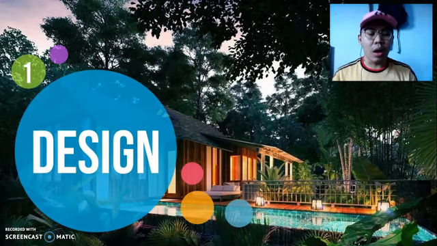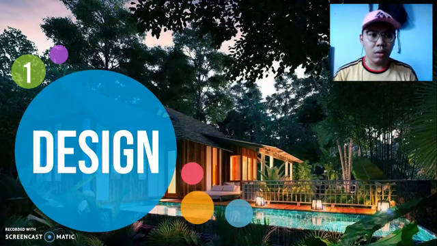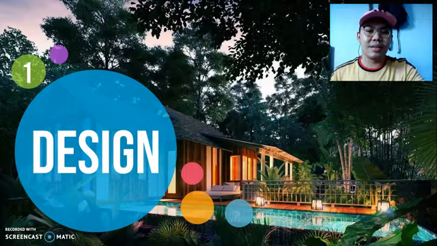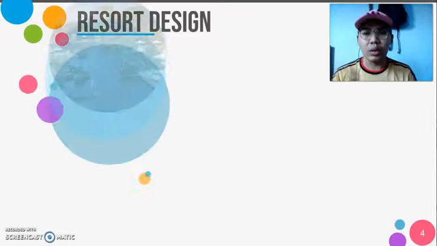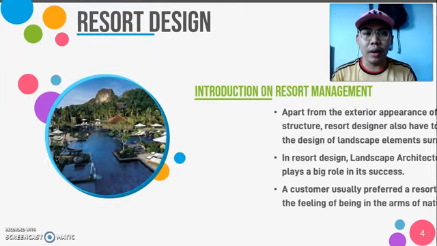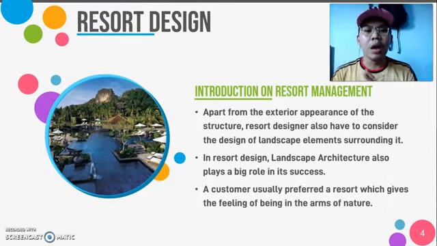In order for you to operate a good hotel, you have to have a guest. In order to have a guest, you have to attract the guest. So how do you want to attract the guest? Design is the answer. So how do you want to design a hotel so that it will operate properly? Okay, so, introduction on resort management.